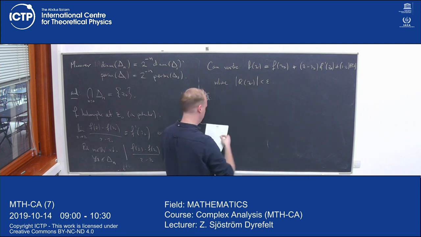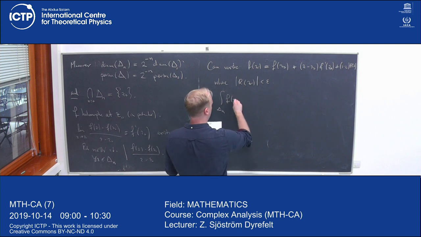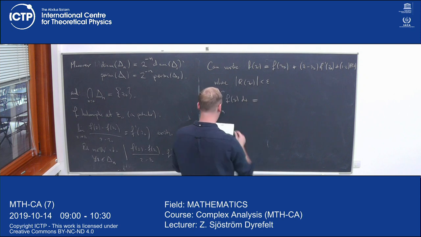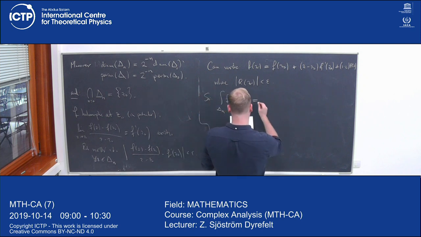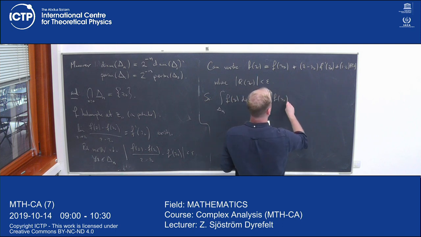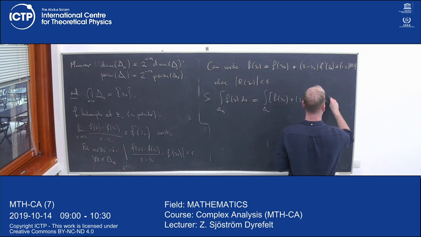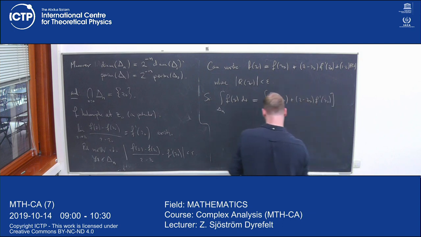Okay, so of course this is just some kind of expansion of the function, right? I mean, this is constant. So what do you get? You get that the integral along delta n, using this epsilon that we have chosen, is equal to, first of all, the integral along delta n of this first part here, plus the integral, so I'll just write them separately.